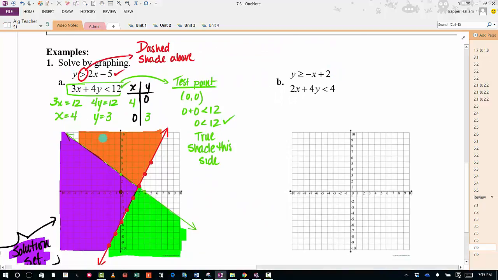It says solve by graphing. So here's a system of linear inequalities. There's two inequalities. We've got y > 2x - 5, and we've got 3x + 4y < 12. So graph however you choose. The first one I graphed by the fact that it's in slope-intercept form. So I went to -5. Here's -5 right there.